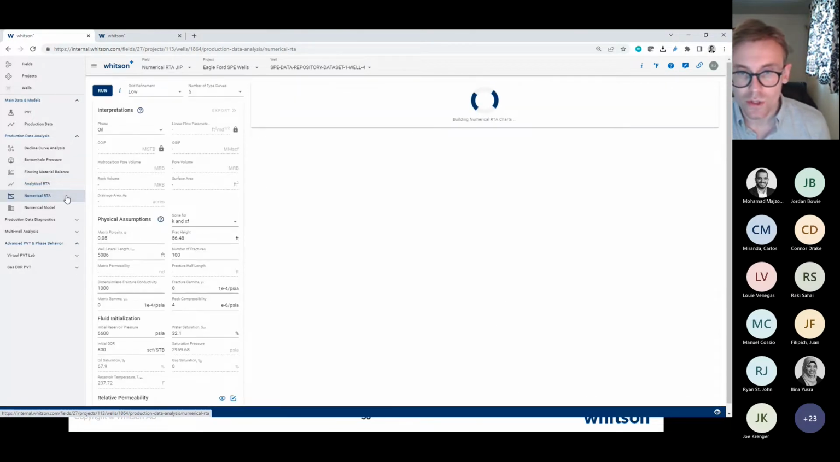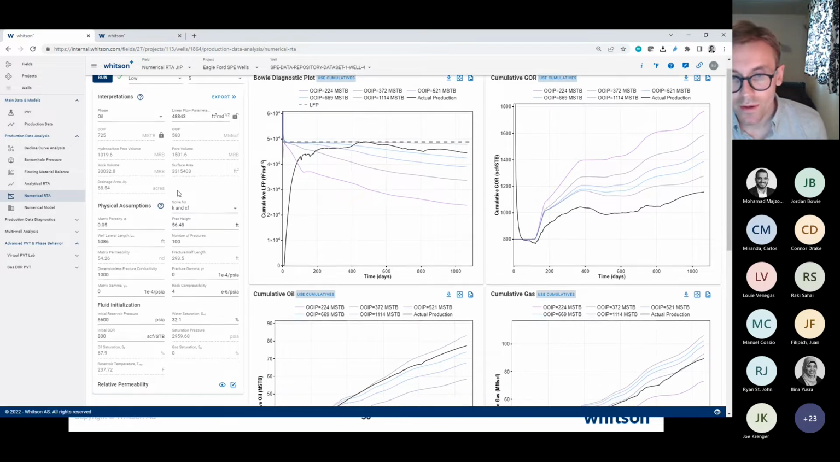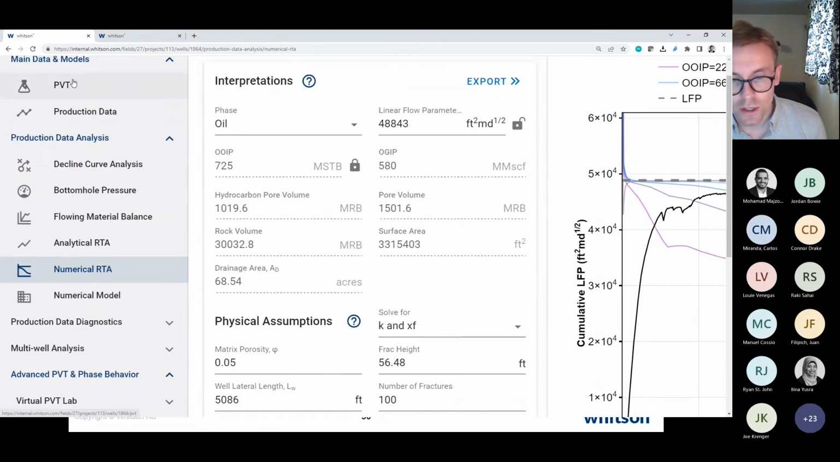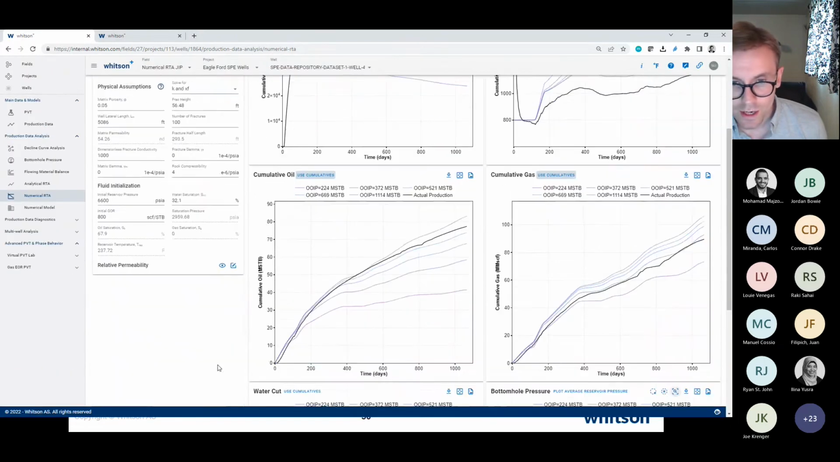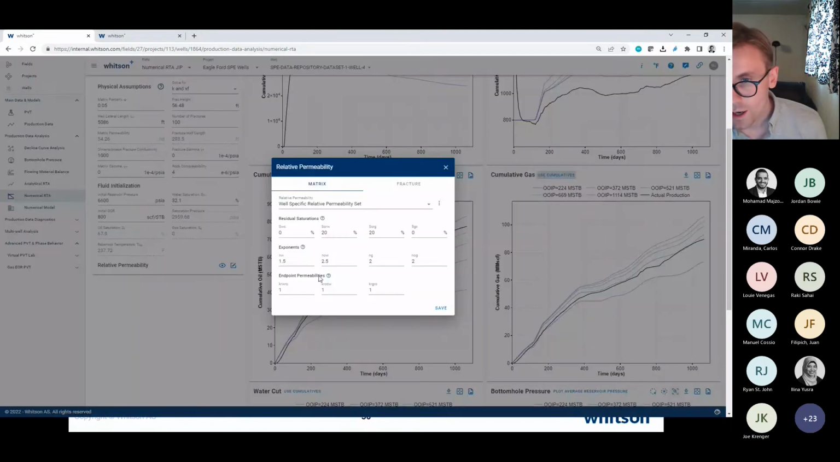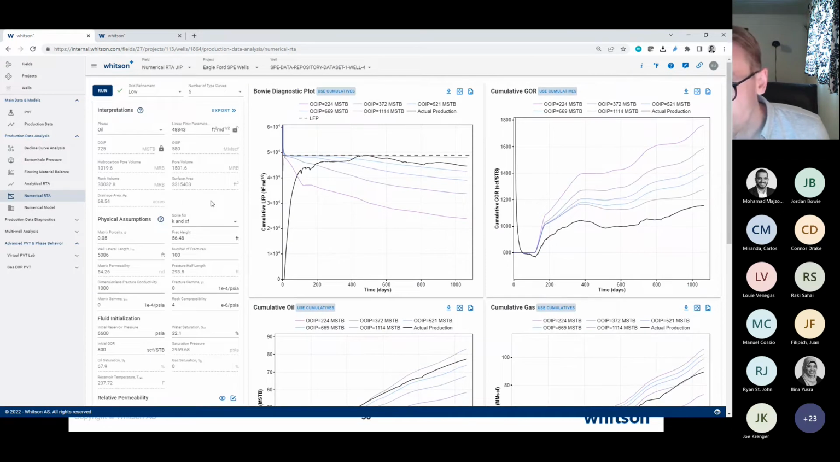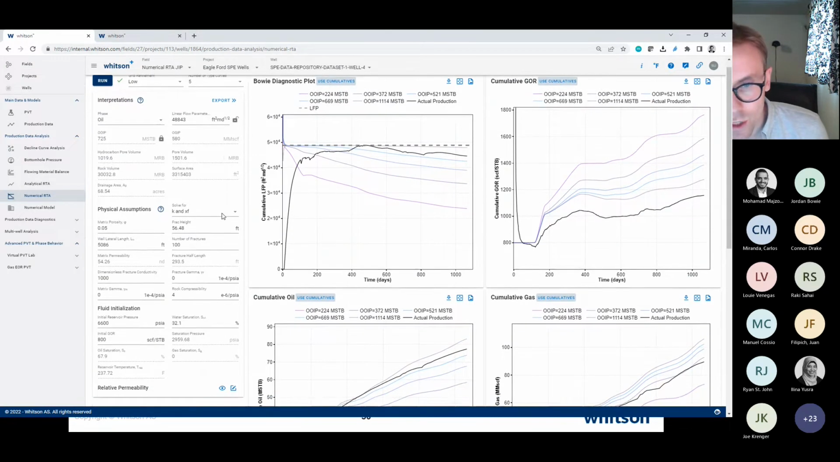The next step is, of course, running the numerical RTA method. We talked about the inputs to numerical RTA: PVT, production data, and relative permeabilities. Here we've made the relative permeabilities in the matrix slightly different from the default Corey parameters, but everything else is just the same as what is in that SBE dataset. So this is SBE dataset walls that we're just applying and using.